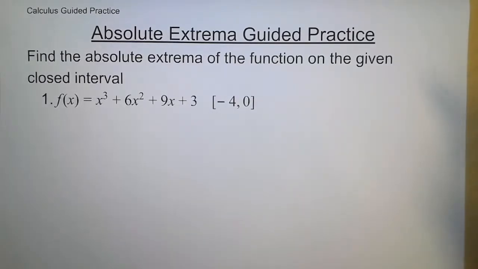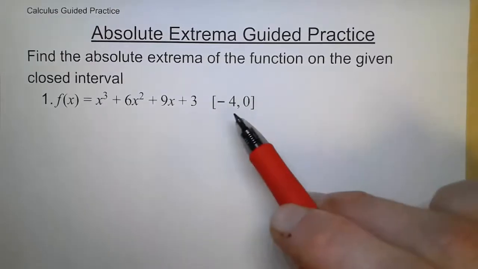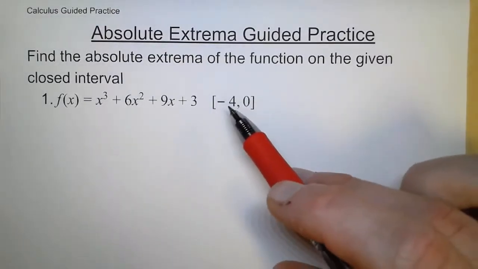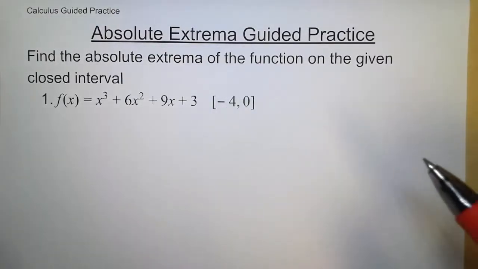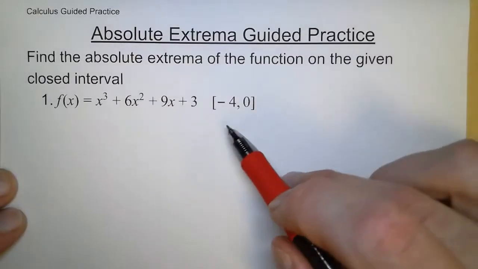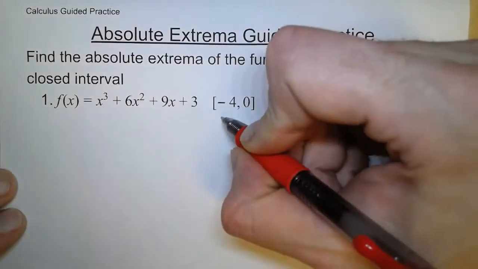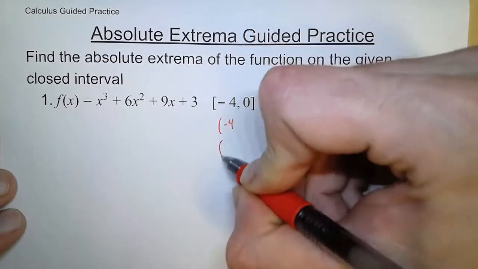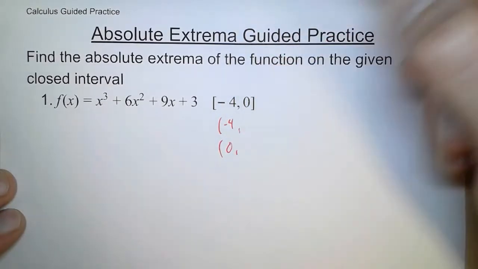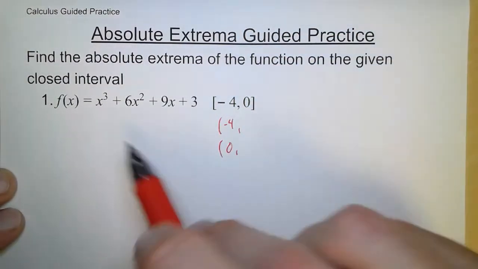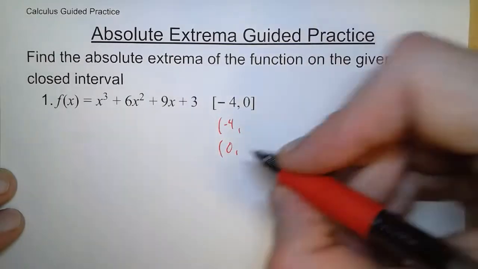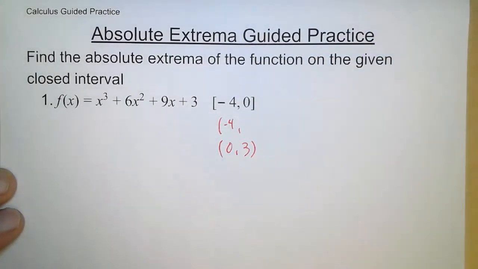The first thing you do when you want to find absolute extrema is ask, what are the endpoints? We've got -4 and we've got 0. So we want to find the values at those endpoints. We plug in 0 and we plug in -4. Now 0 is pretty easy because that's going to zero out anything with an x. So that means we have 3.